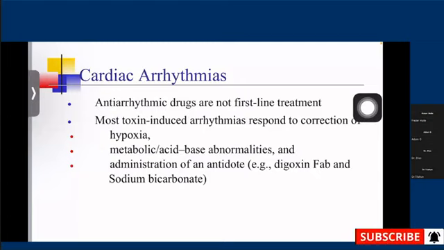And depending on the poisonous agent, we can also consider giving antidotes, specifically for digoxin-related arrhythmias we can give digoxin Fab, and sodium bicarbonate for TCAs. So if an arrhythmia happens because of these poisonous agents, we can consider giving an antidote additionally. Otherwise, for arrhythmias caused by other poisonous agents, the general principle of management is just treating the underlying causes.